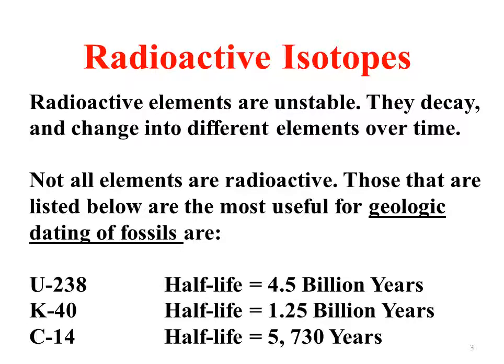So radioactive elements are unstable. So what that means is they decay and change into different elements over time. So not all elements are radioactive. Those that are listed below are the most useful for geological dating of fossils. So that means we can tell how old something is by figuring out how much of this stuff there is left.